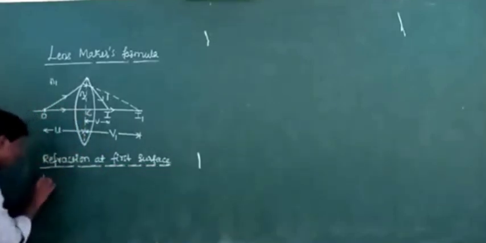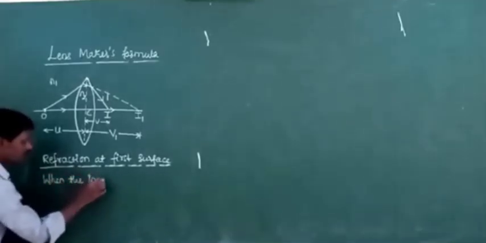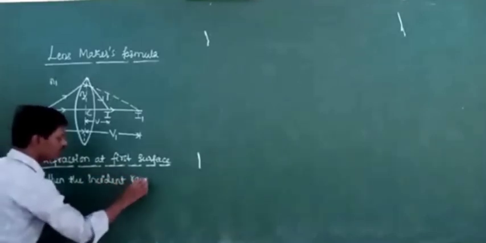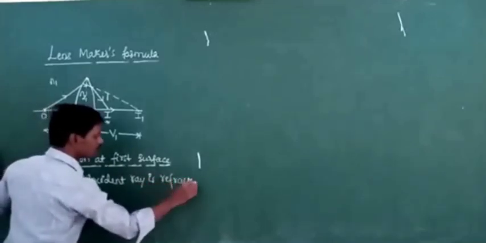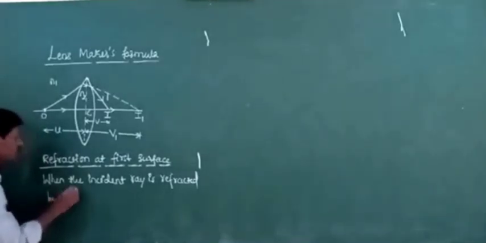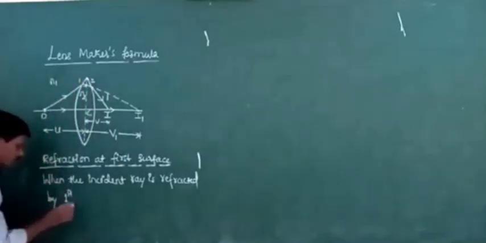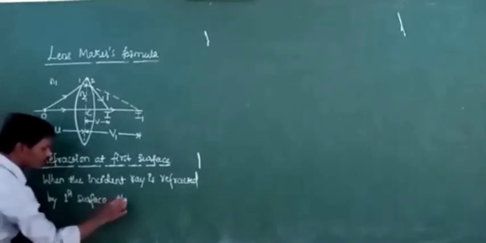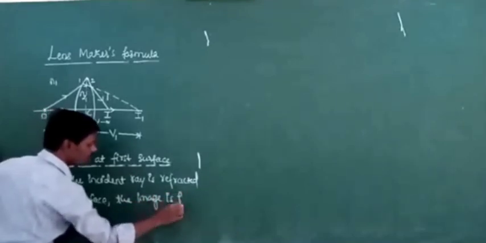When the incident ray is refracted by the first surface. Which is the first surface here? This is the first surface. I will take this as the first surface and this as the second surface. The image is formed at I1.